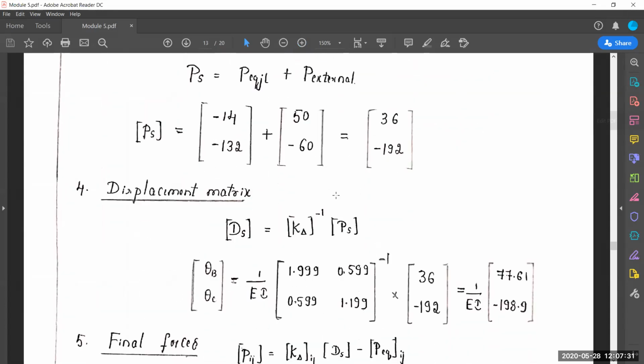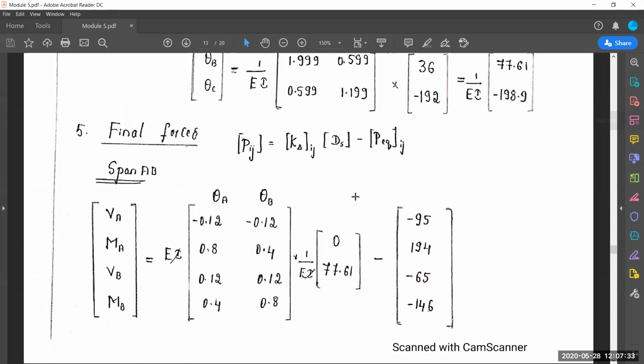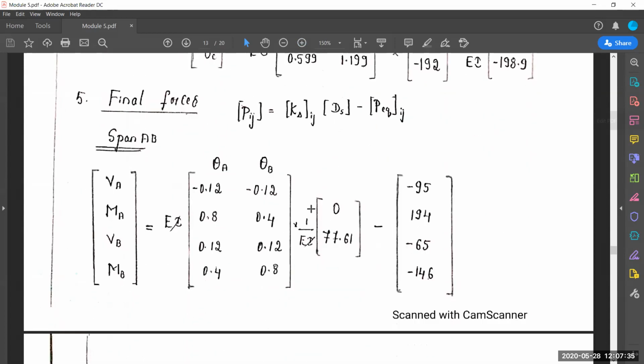For final forces, again you have a formula over here, but observe carefully. For calculation of the final forces, you have to calculate for the individual spans. It's not like I take the whole continuous beam and do the calculation. It is not like that. You have to consider individual spans. That's why I have written it like this. This is a general formula.